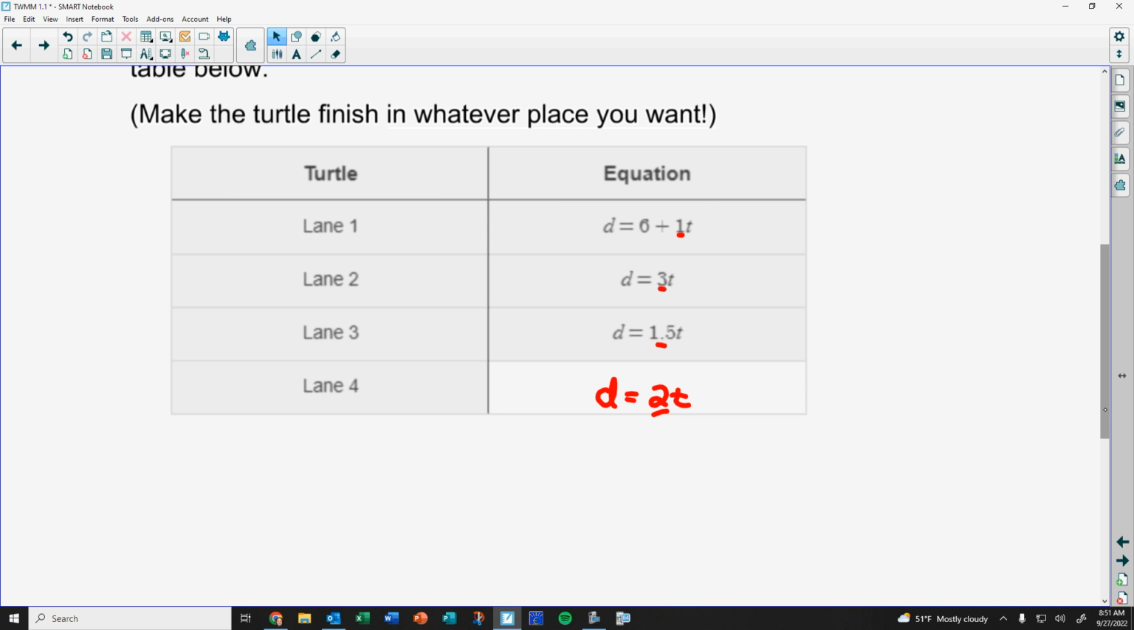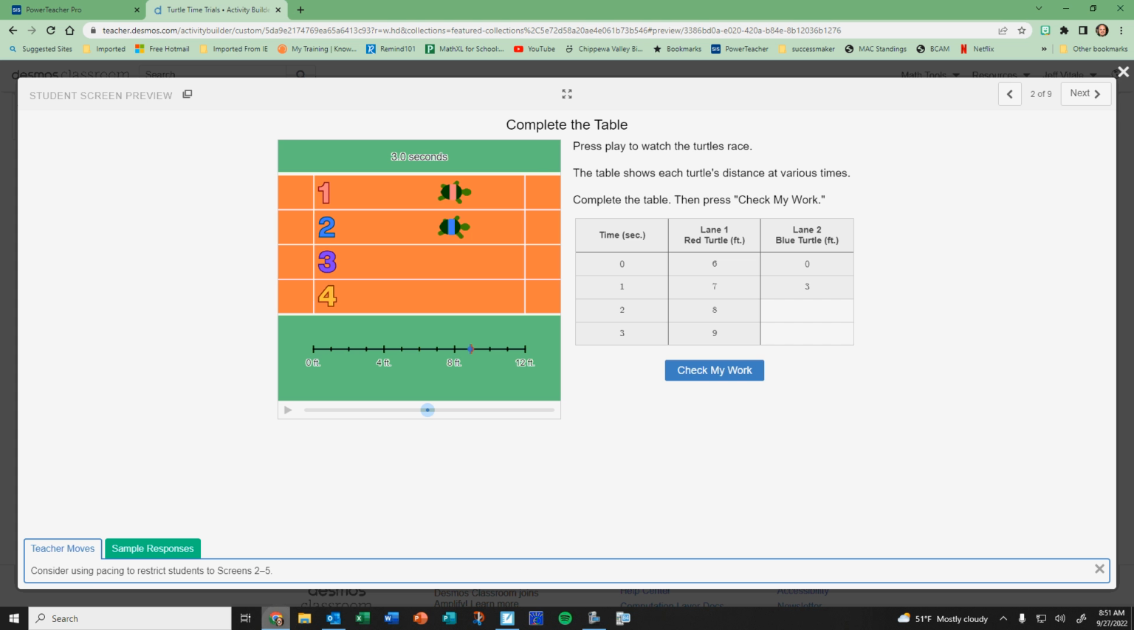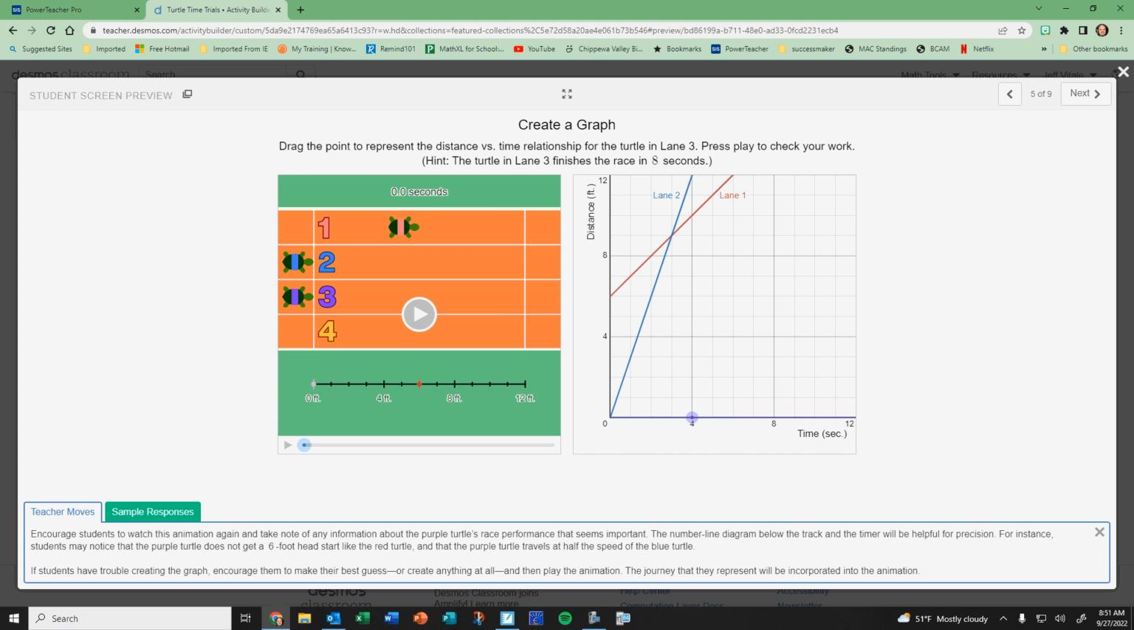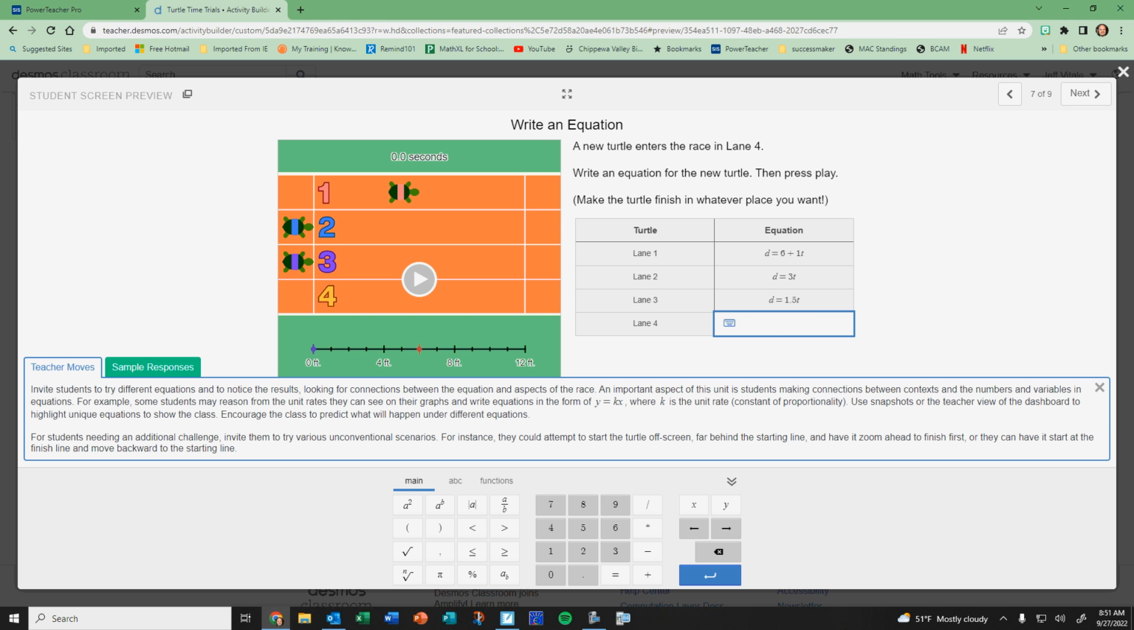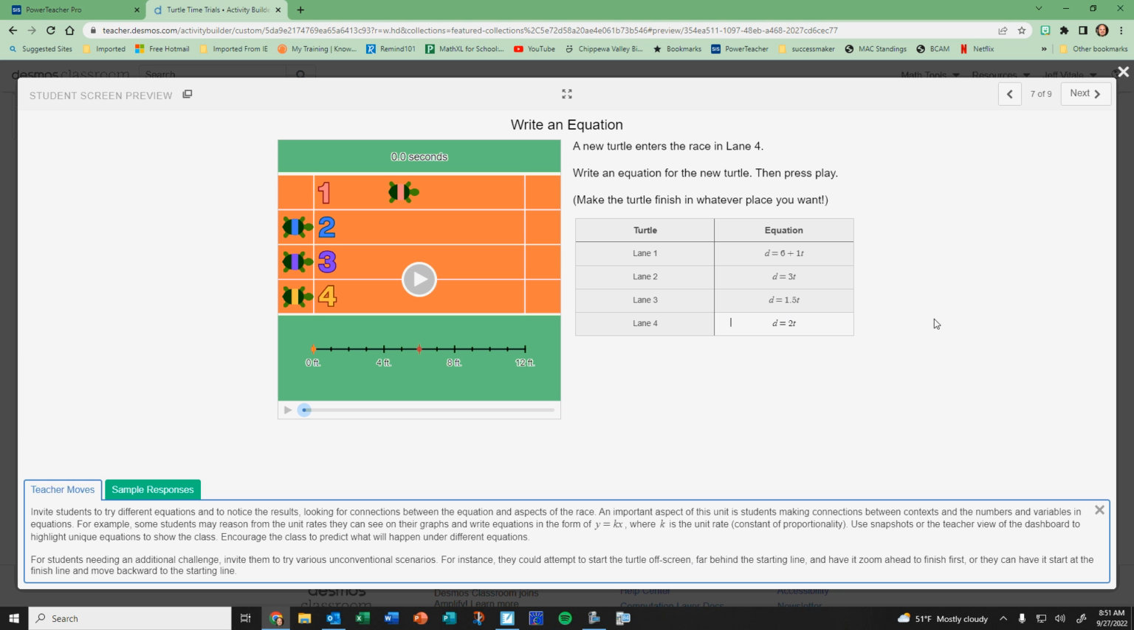We didn't say who finished first, right? So if I go back to my thing here, and I go over to the screen, and we type that in, it's going to let me type in the D. I'm just going to go to the computer real quick and type it. So if I type D equals 2t, now when I play the simulation, there you go. So there's the fastest turtle. So even with the head start, he tied lane 1. See that?